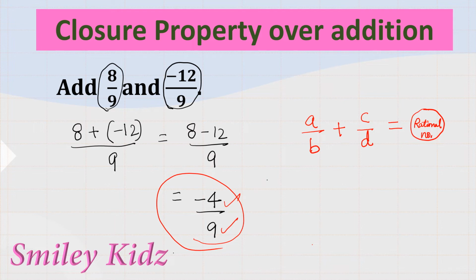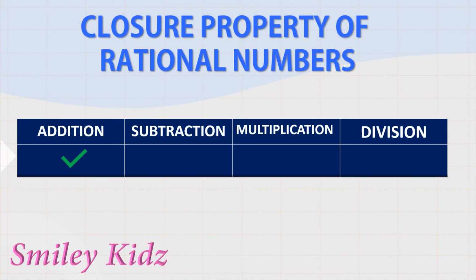So, rational numbers are closed under addition. All rational numbers are closed under addition. We have filled the first block. Addition is satisfied.